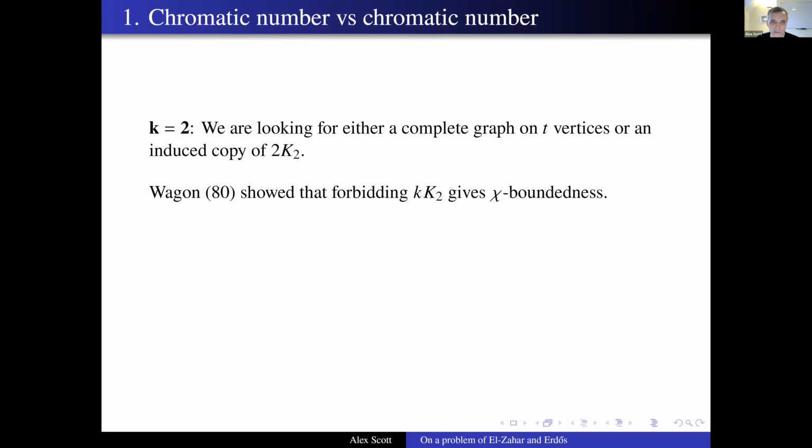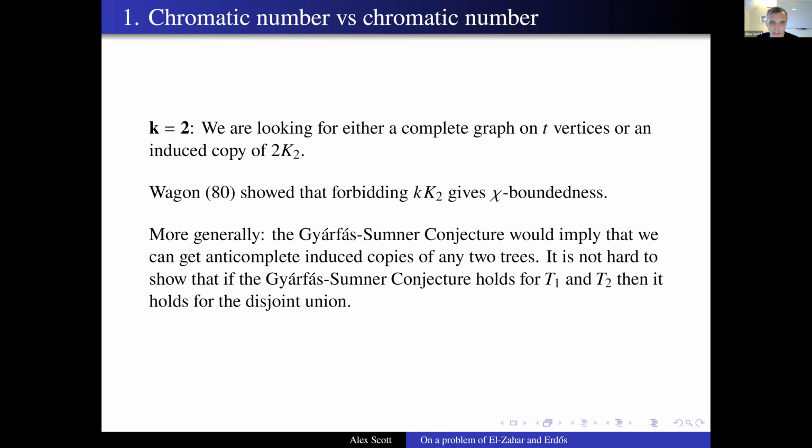Okay, so this is well known to be true. Wagon showed in the 80s that forbidding, in fact, k copies of K2 gives you chi-boundedness. Okay, and therefore the chromatic number is bounded as a function of T. And more generally, you can say a lot more. So the Gyárfás-Sumner conjecture would tell you that you've got an anti-complete pair with any 2 trees, so any T1 and T2 anti-complete to each other. So just an induced forest with 2 trees.